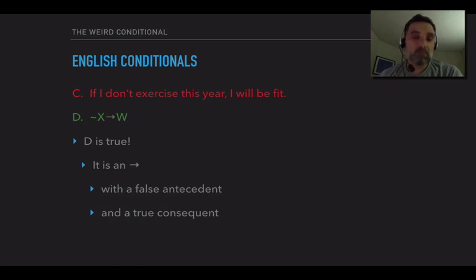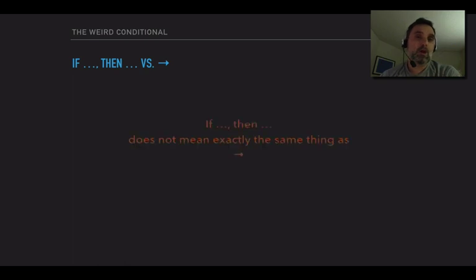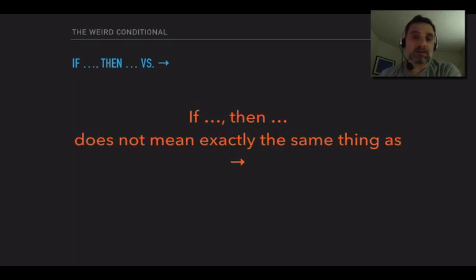So what this shows us is just that C and D, well, one is true and the other is false, and that means they mean different things, but their parts mean the same thing. Their parts mean I will be fit or I don't exercise this year. And so the only way in which C and D can be different is if "if then" and the arrow mean different things, and they do mean different things. So if-then does not mean exactly the same thing as the arrow.